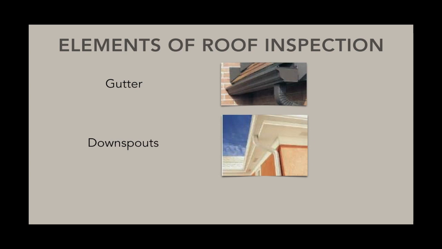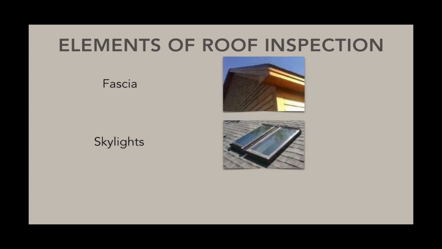And downspouts are vertical pipes that are connected to the gutter, guiding the rainwater. Fascia is the horizontal region underneath the edge of the roof, and skylights are overhead windows mounted in the roof region, allowing light into the house. There are several types of skylights.